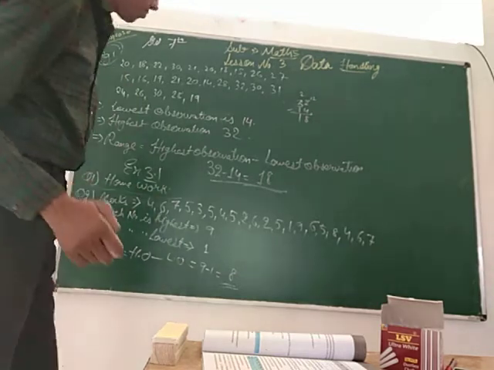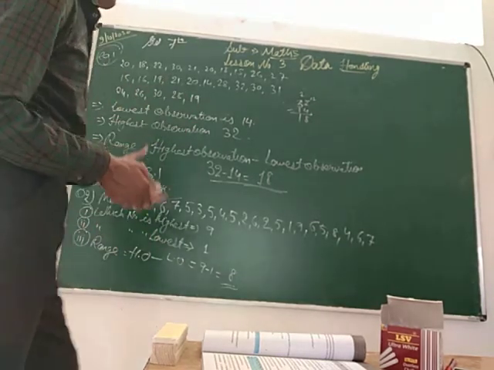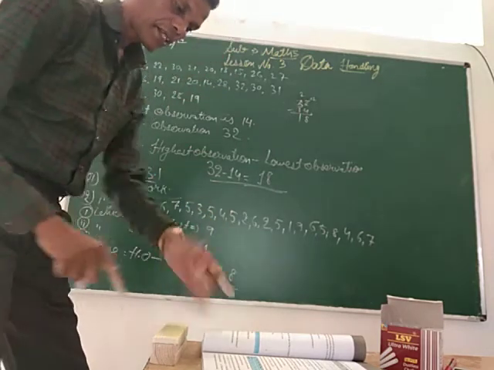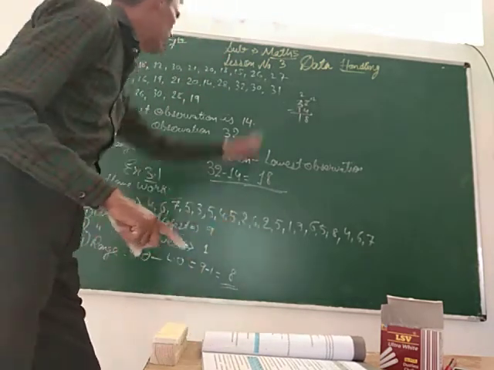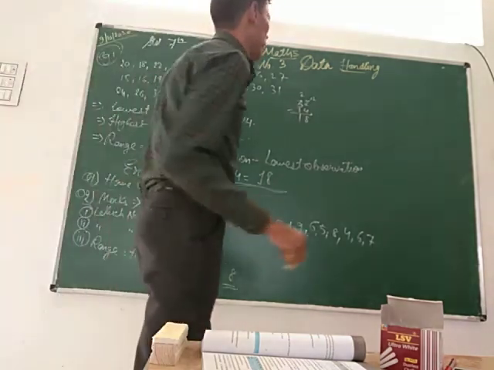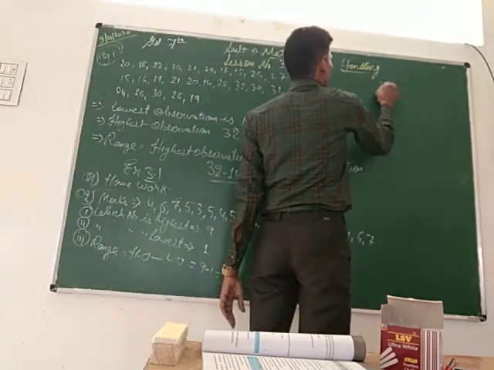Okay. Now we will write this from this information. We have to find arithmetic mean also, and we have to write the information in tabular form also. I am explaining what is tabular form. See here.